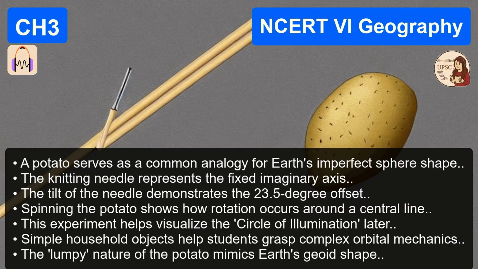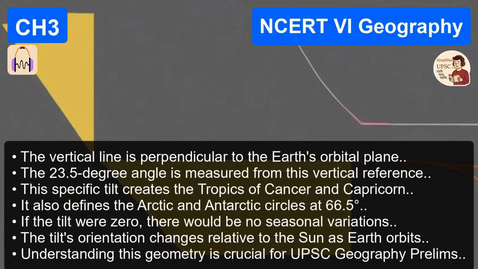That's the key phrase. Then where does the 23.5 degrees come from? Because that's the number everyone remembers, the Earth's tilt. That comes from the vertical. Imagine you drew a line straight up from the glass table, a perfect 90-degree vertical line, like a little pillar standing straight up from the plane.